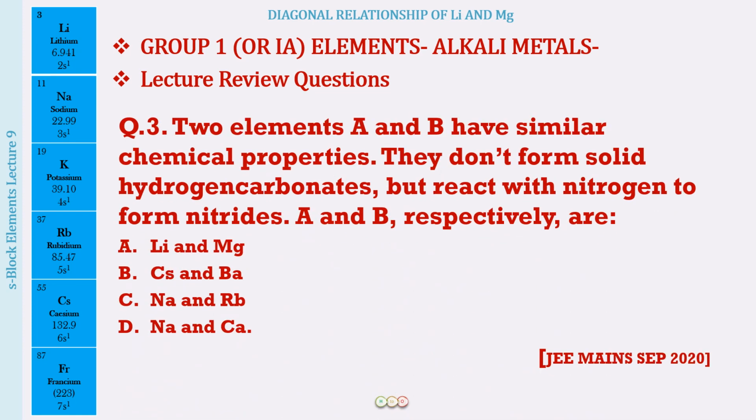The next we have is two elements A and B. They have similar chemical properties. They don't form solid hydrogen carbonates but react with nitrogen to form nitrides. A and B respectively are: lithium and magnesium, cesium and barium, sodium and rubidium, sodium and calcium. So for today's lecture, this is going to be a very easy answer. But when it is going to be a compilation of all the inorganic chemistry and being asked in the JEE Mains September 2020 examination, it makes it important.